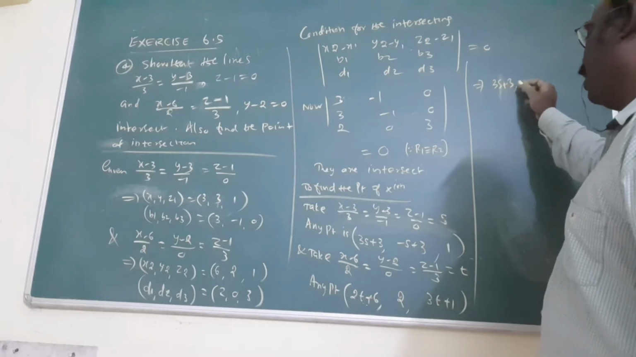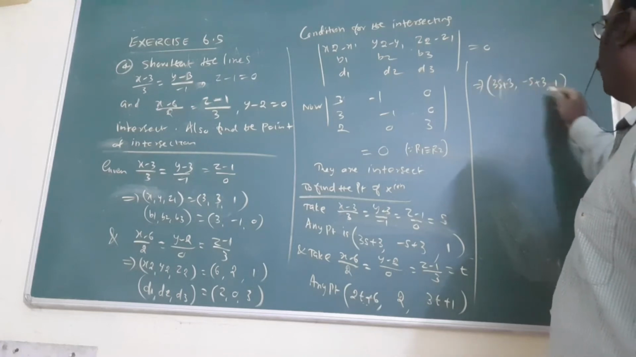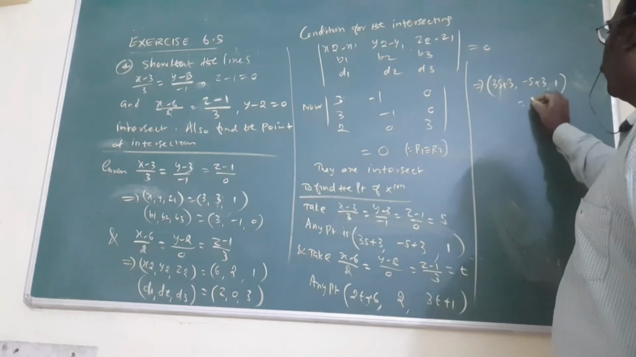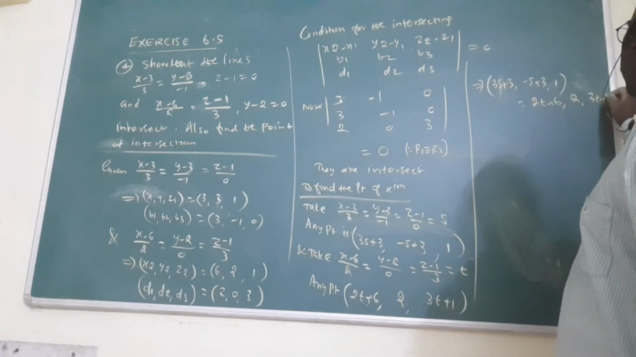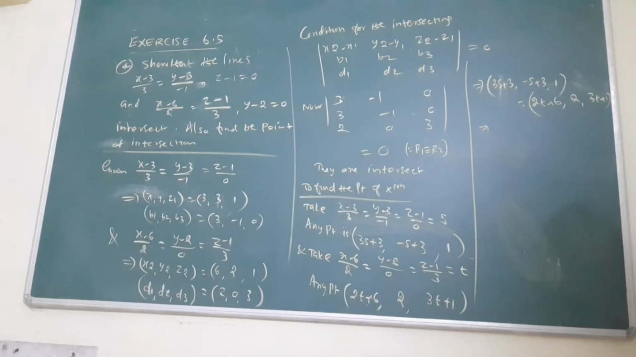3s plus 3, comma, minus s plus 3, 1, equal to, what is the point? 2t plus 6, 2, 3t plus 1. Am I right? Now equating first point with first point, then second point with second point, third point with third point. Am I right? In this way, you will equate.